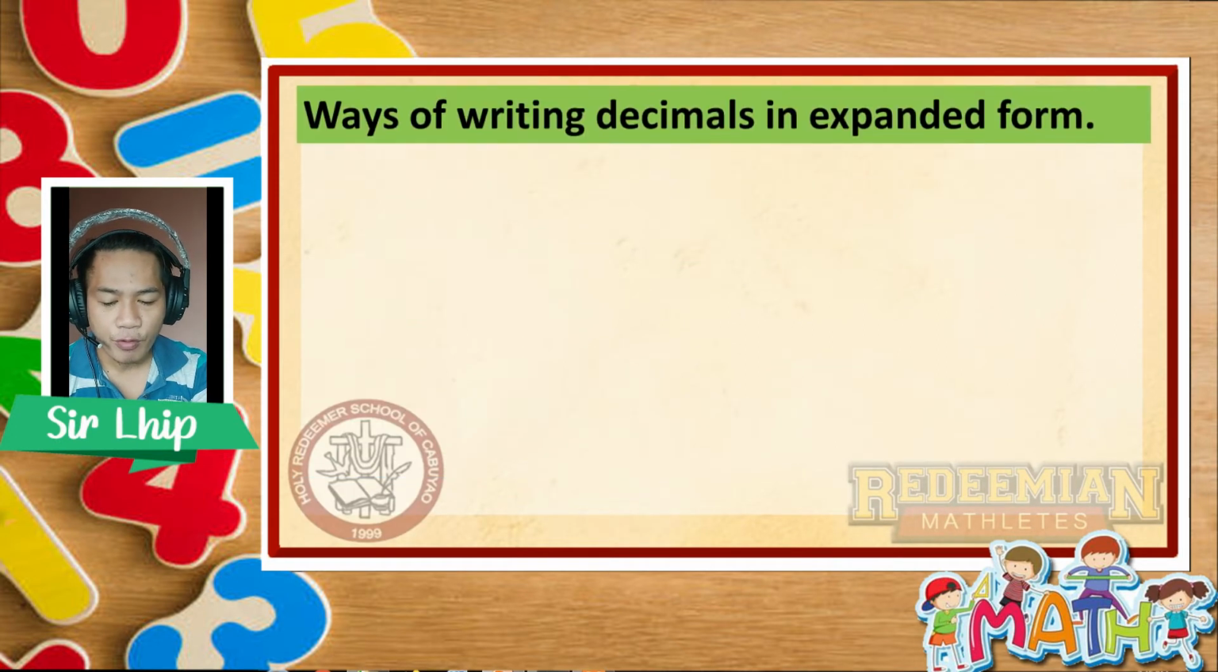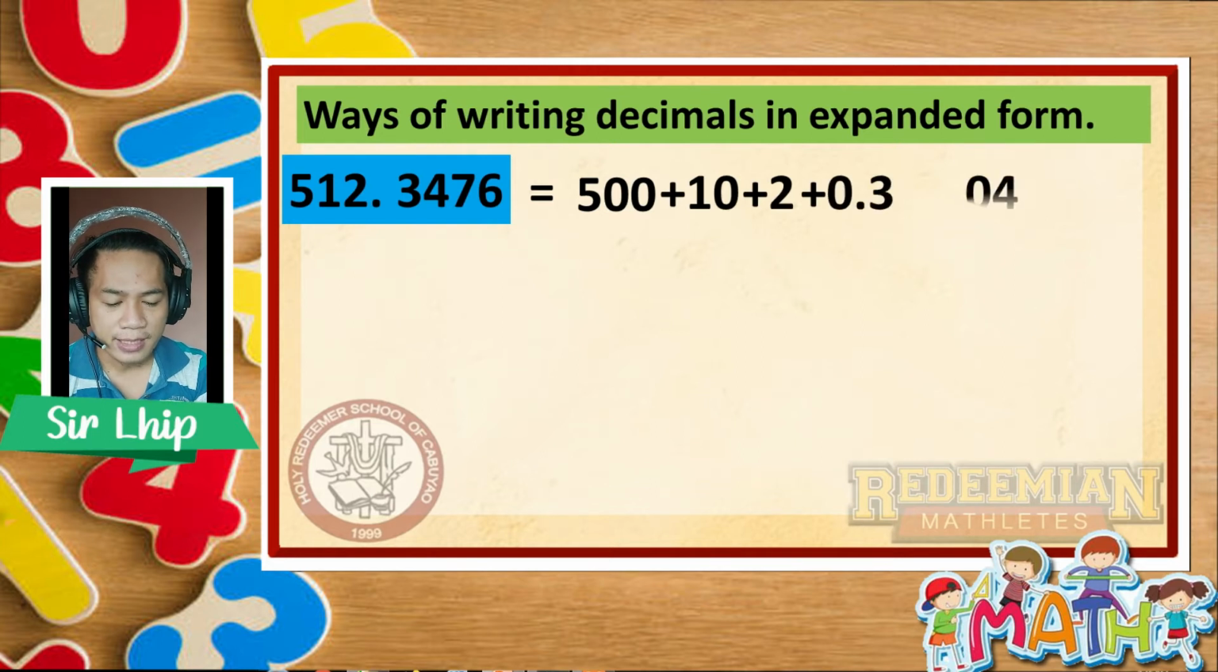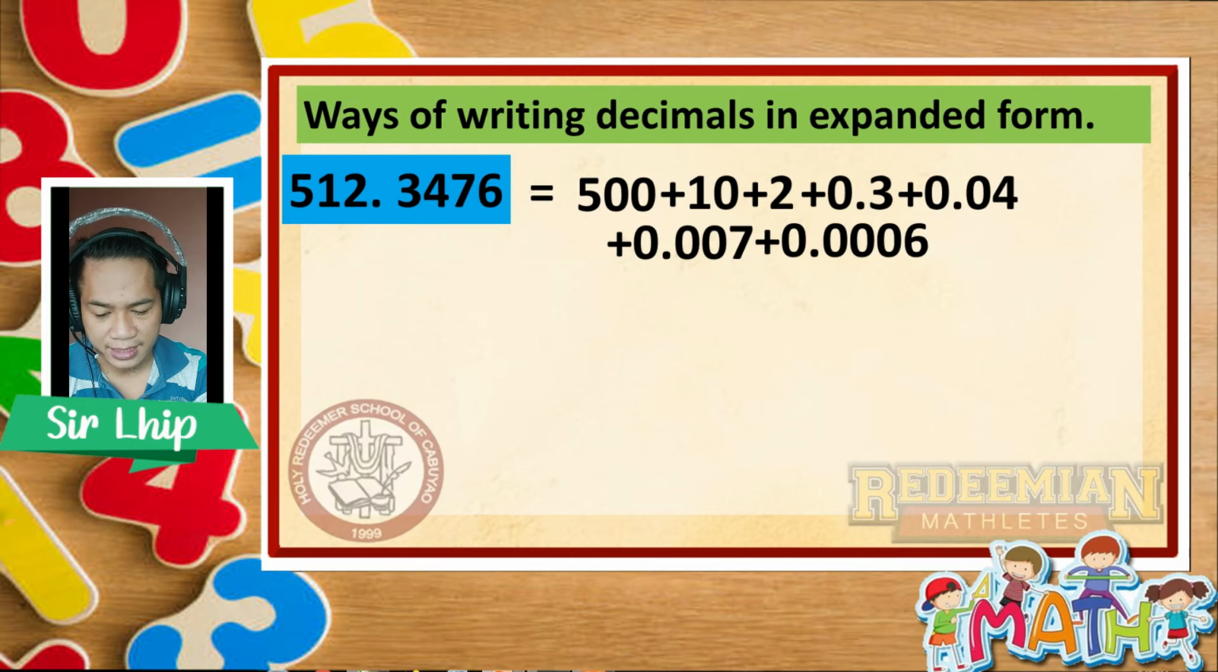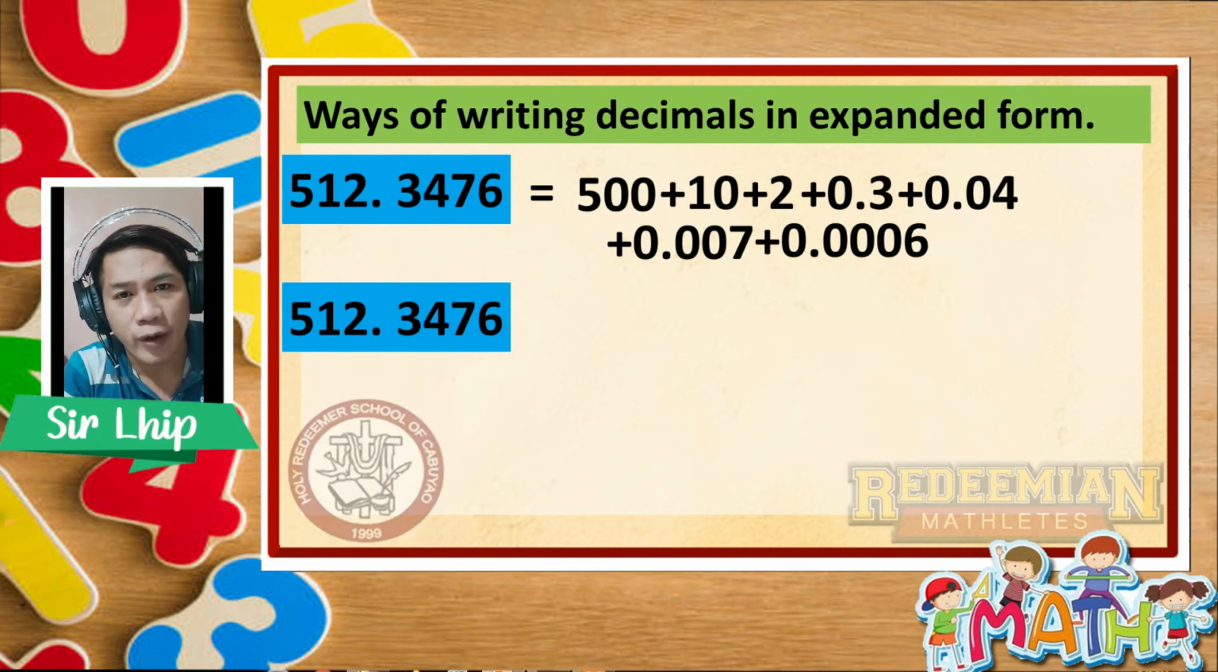We can write decimal numbers in expanded form and in exponential form. Example, 512 and 3,476 ten thousandths. By getting the value of each number, the expanded form is 500 plus 10 plus 2 plus 0.3 plus 0.04 plus 0.007 plus 0.0006.